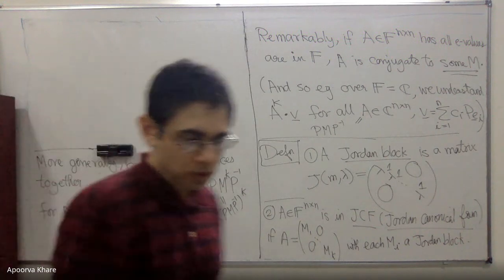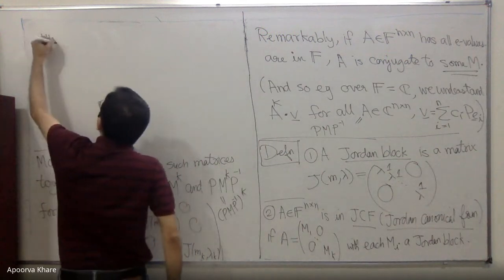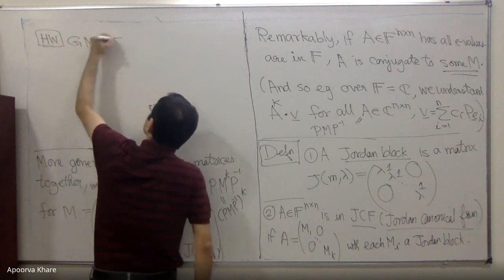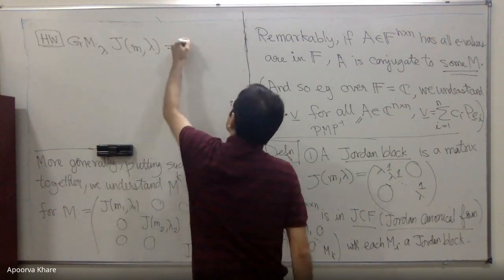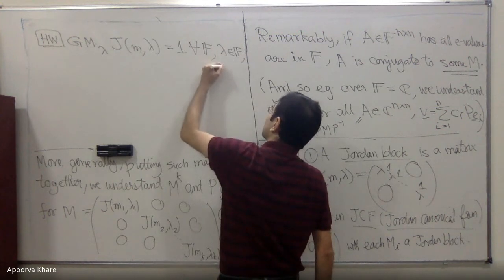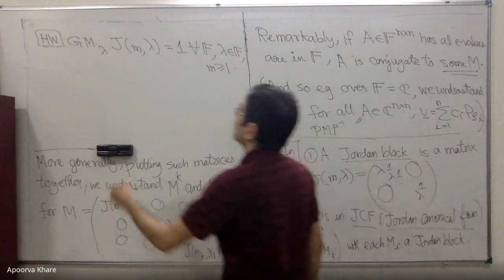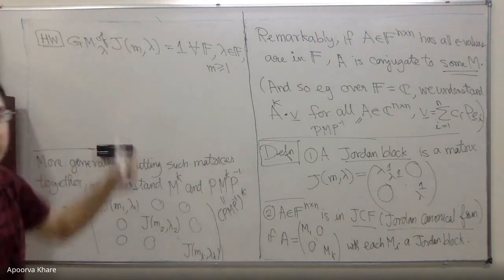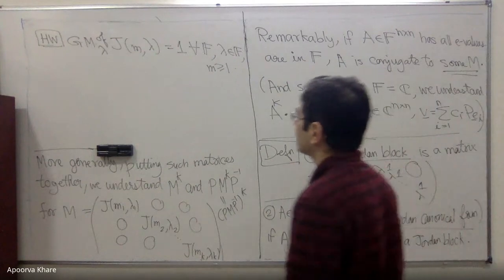Okay, so homework. The geometric multiplicity of lambda of the Jordan block J(m, lambda) equals 1. This is for all fields F, lambda scalars in F, and m at least 1. The geometric multiplicity of lambda of this matrix is 1 for all fields, scalars, and sizes.